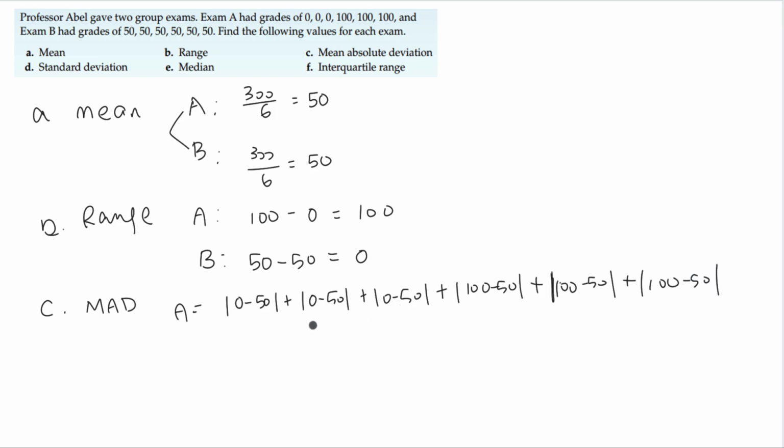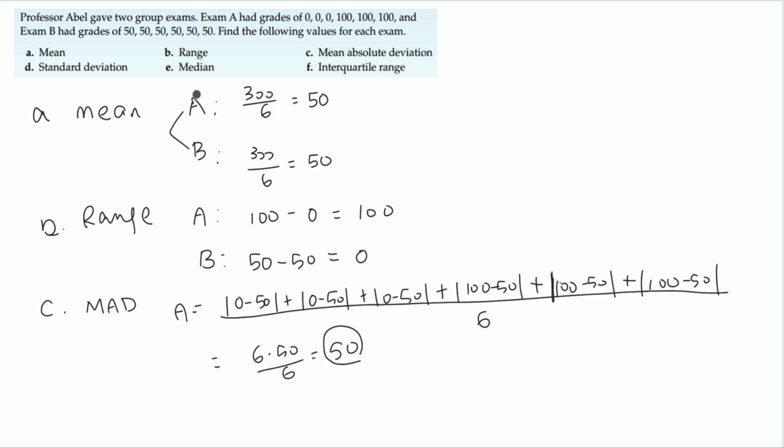Then you can divide this whole thing by the number of items, because it's the mean of absolute deviation. So divided by 6. What is this? 50, 50, 50, 50, 50, 50. All of these values are 50 and you have 6 of them. So 6 times 50 divided by 6, you get 50. So MAD is 50 for exam A.